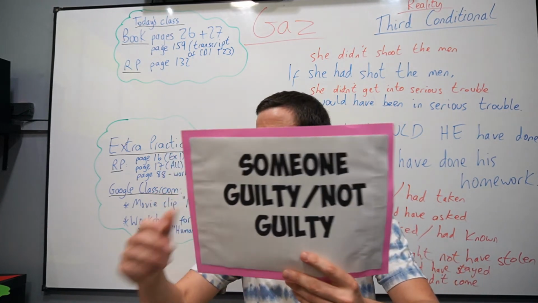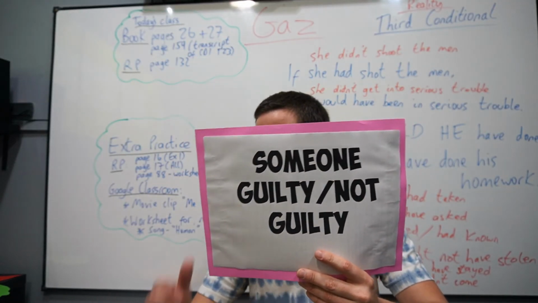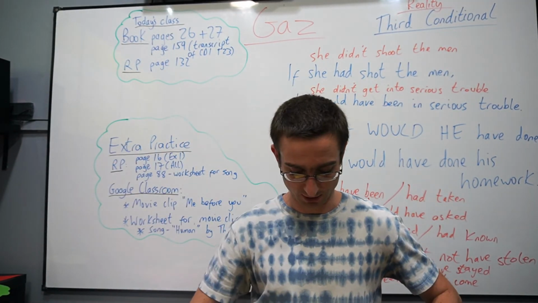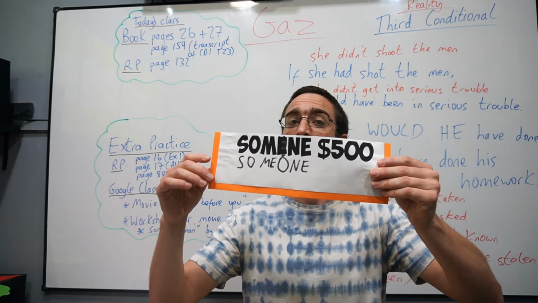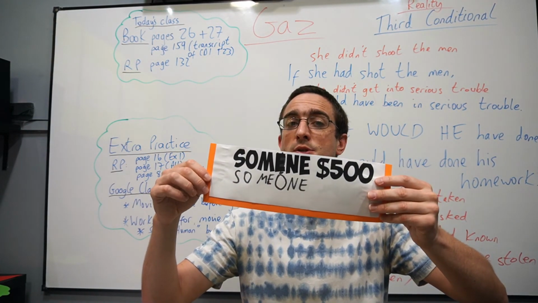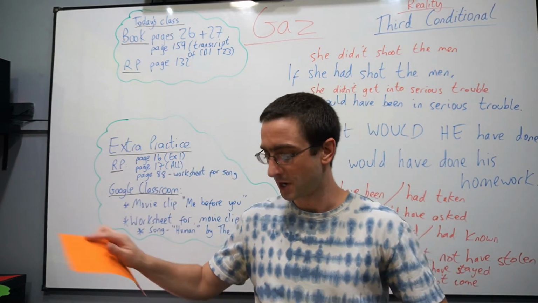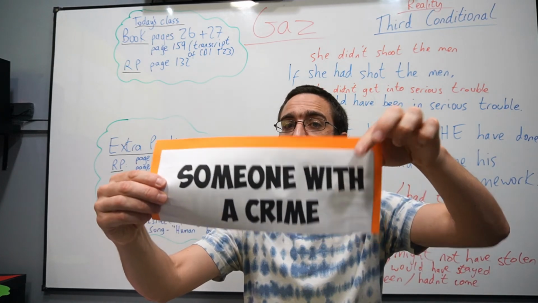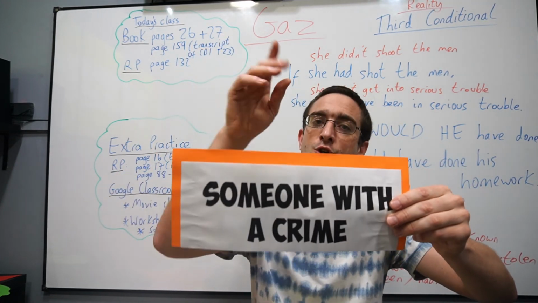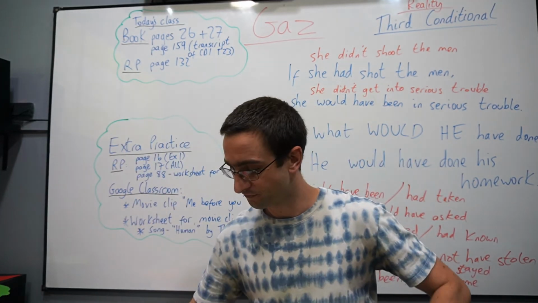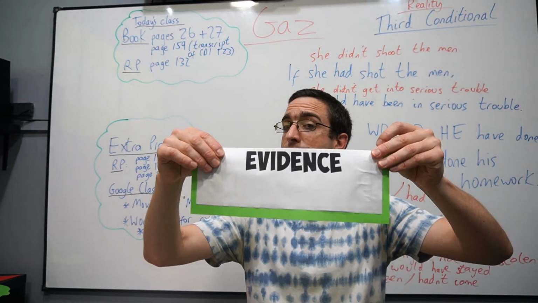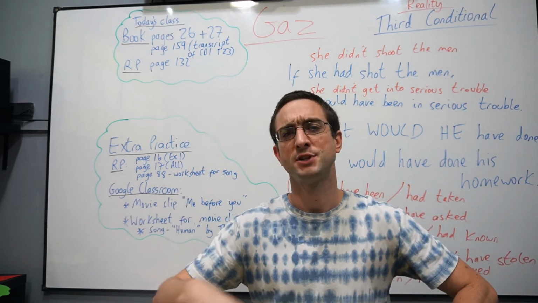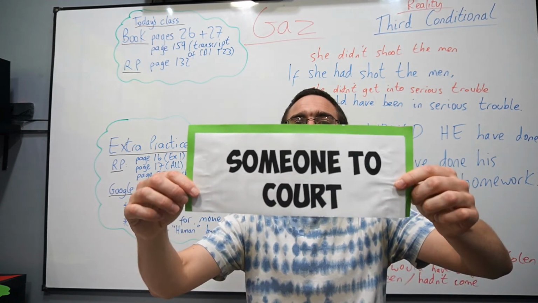Someone guilty or not guilty. What was this one? It was find someone guilty or not guilty. Someone £500. What do we say? Fine someone £500. Someone with a crime. With a crime. We charge someone with a crime. Evidence. Give evidence. Yes. Like provide evidence. We say give evidence. Next one.